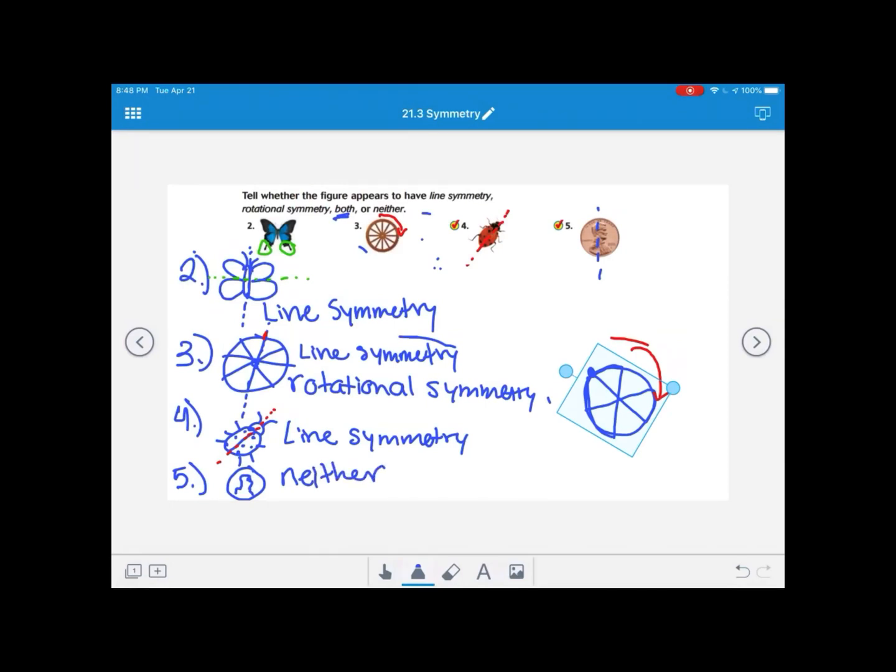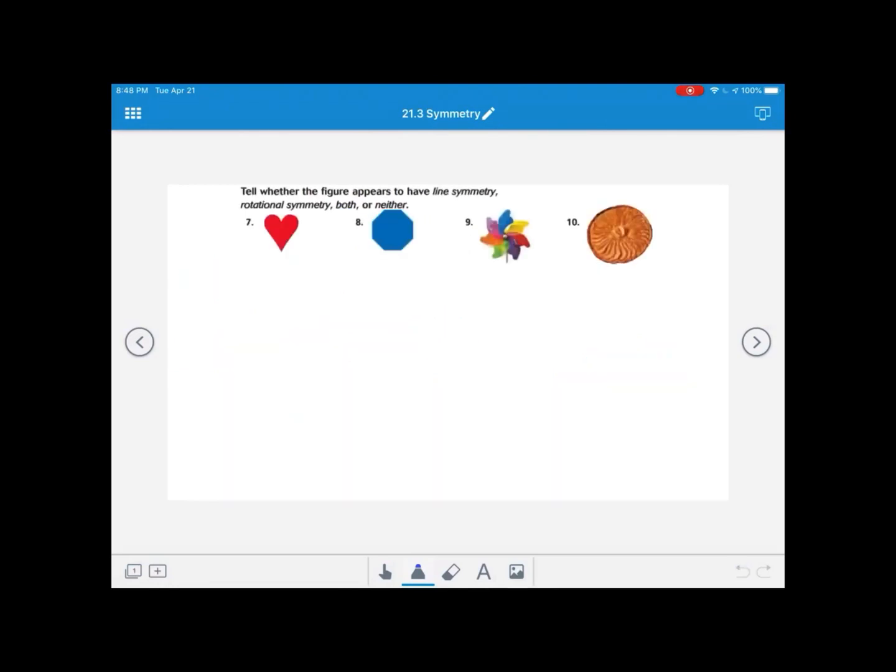Now, going back to the ladybug before, remember that would also have neither if we were including the pattern. So typically, we should consider the pattern. So we'll keep that in mind as we continue practicing. All right, these ones are a little bit easier for us. They have a little bit simpler patterns. So again, we're going to continue talking about whether they have line symmetry, rotational symmetry, both, or neither.